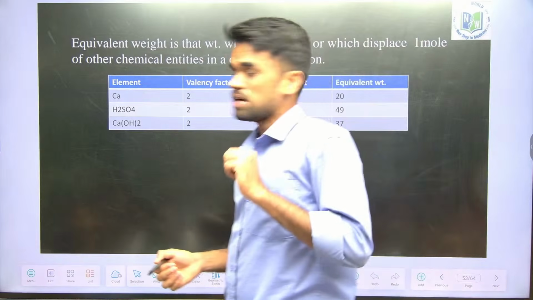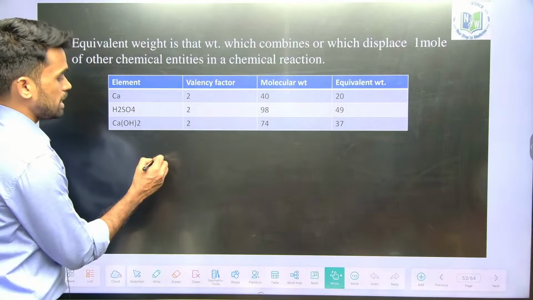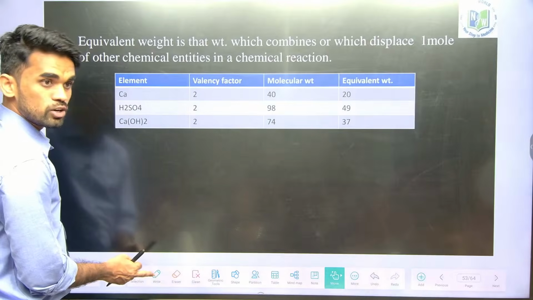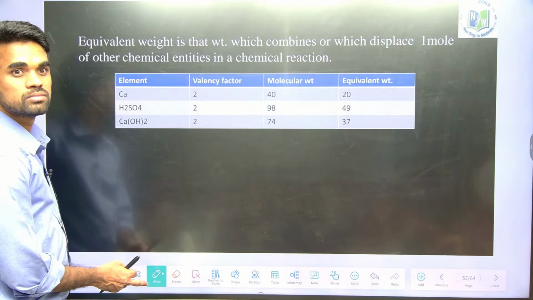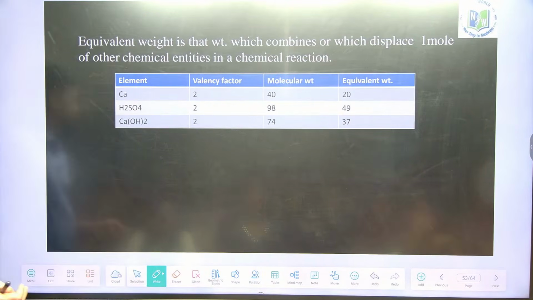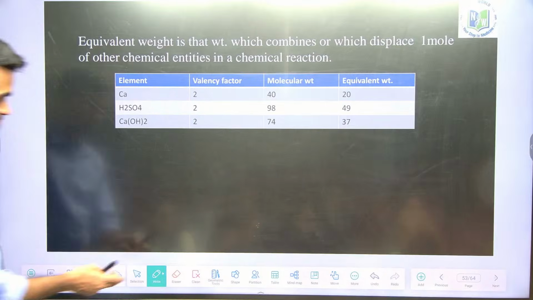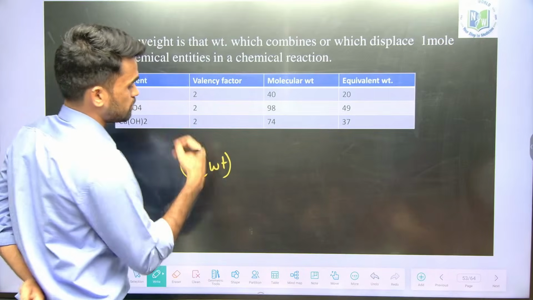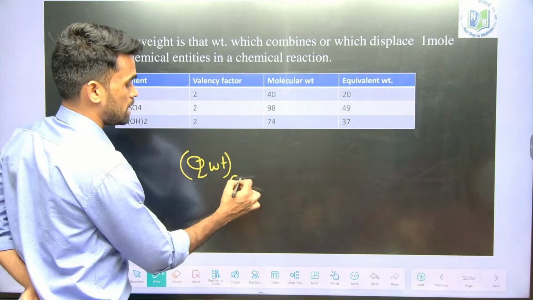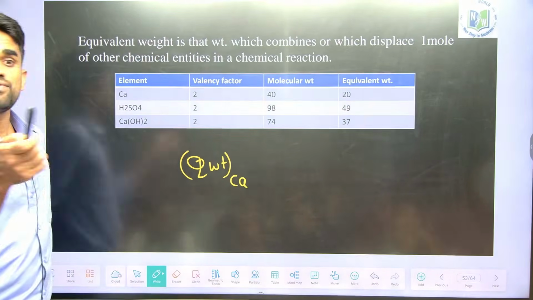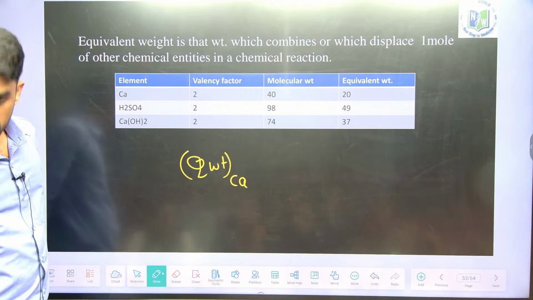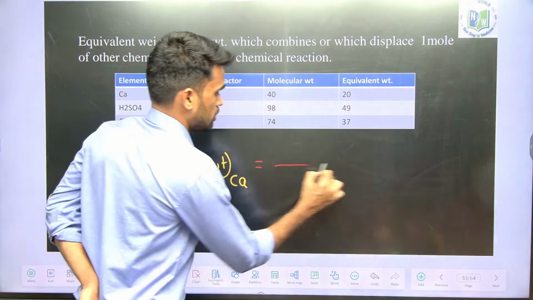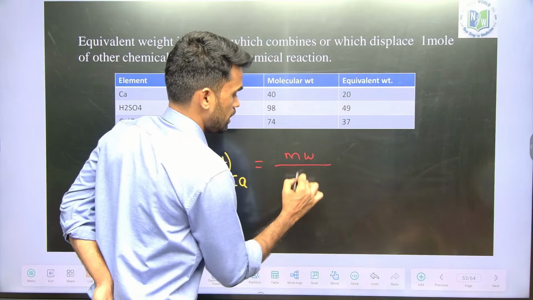See, I am asking you one more question. What is the equivalent weight? This is again an important question. Must see. The question will be the equivalent weight of some substance, for example, the equivalent weight of calcium. What is the formula for equivalent weight I told you? Yes, perfect. Molecular weight by n factor.